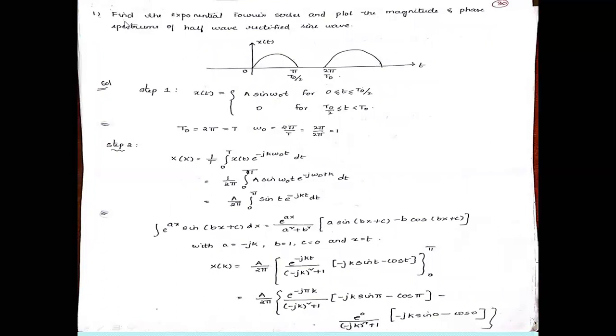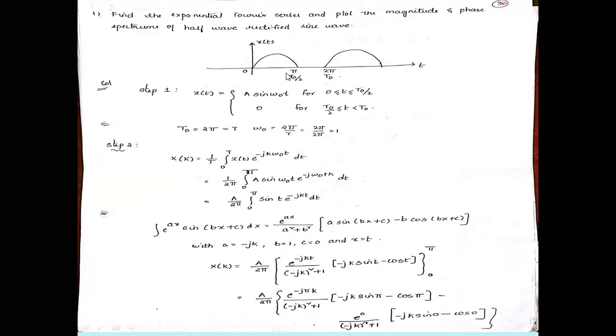The given example: find the exponential Fourier series and plot the magnitude and the phase spectrum. The given signal is a half wave rectified sine wave, where x of t is given in between these two limits, and 0 between t naught by 2 and t naught. So take it as 0 to pi, the total function only. Actually, the second term is 0, so 0 to t naught by 2.